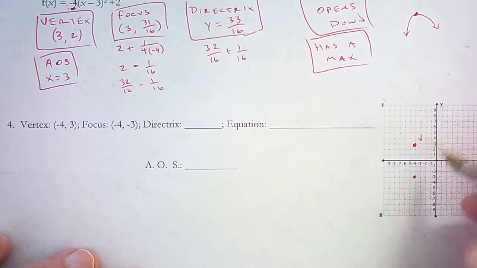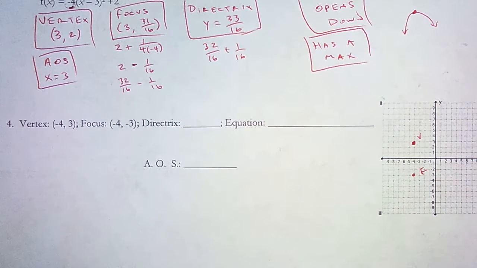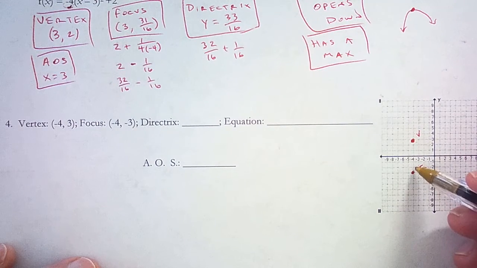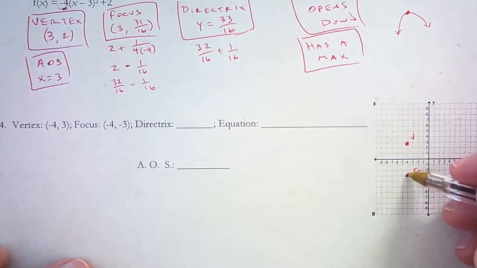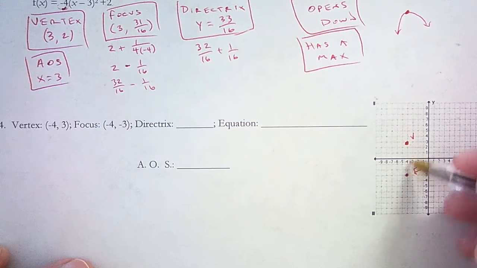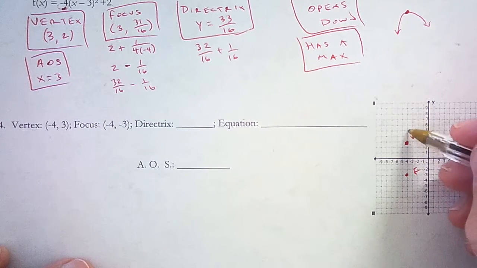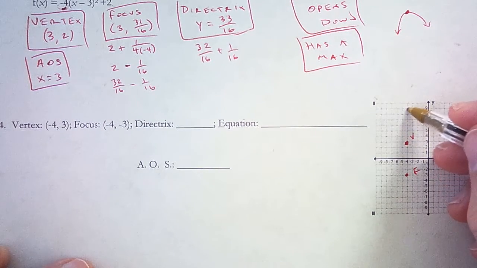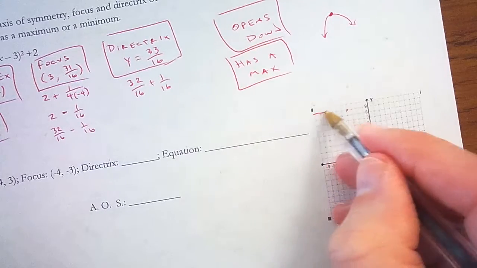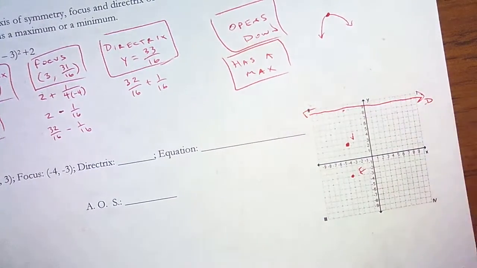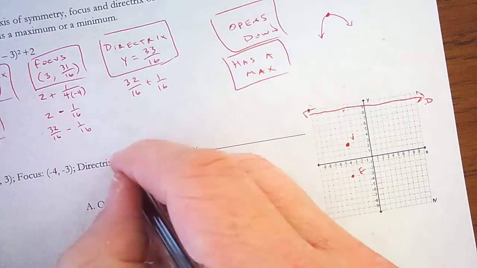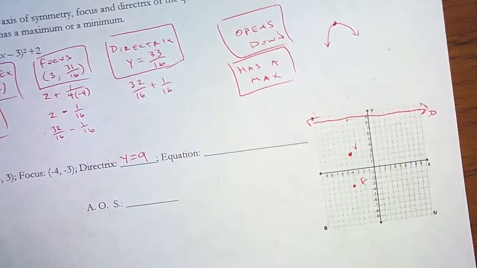So there's the vertex, there's the focus. We need the directrix. The vertex has to be exactly halfway between the focus and the directrix, which means the directrix is going to have to be way up here. Now there's 6 spaces between -3 and +3, so 1, 2, 3, 4, 5, 6 is right here. So that means the directrix is this horizontal line up here at y equals 9.